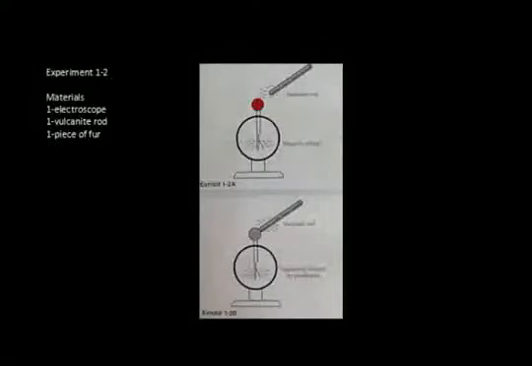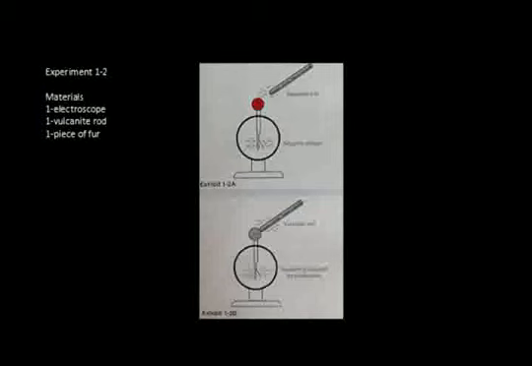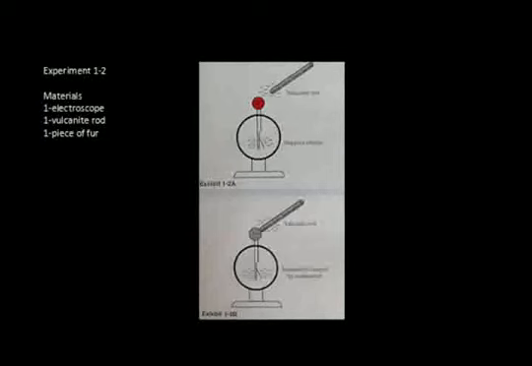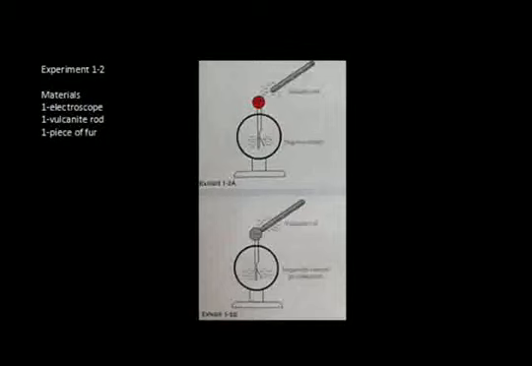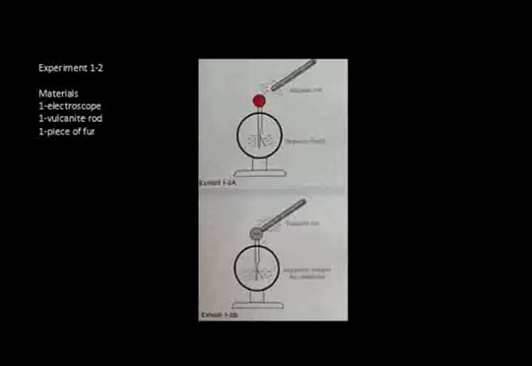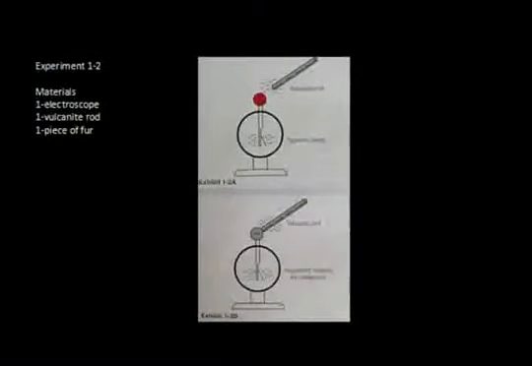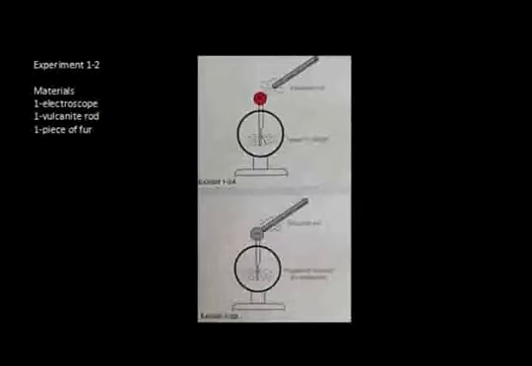Another experiment, experiment 1-2, examining electrical induction and conduction. These two short tests examine the law of charges using electrical induction and conduction. The materials include one electroscope, one vulcanite rod, and one piece of fur. Step 1. Quickly rub the vulcanite rod with the fur. You have just placed a negative charge on the rod. Electrons have been transferred to the rod from the fur by friction.